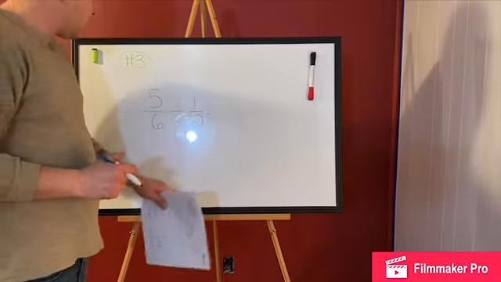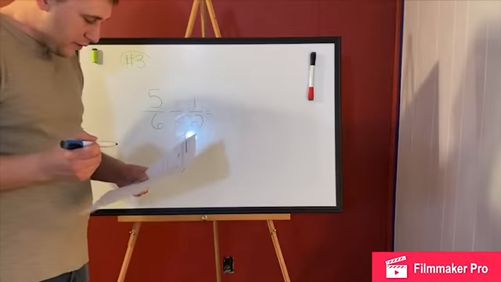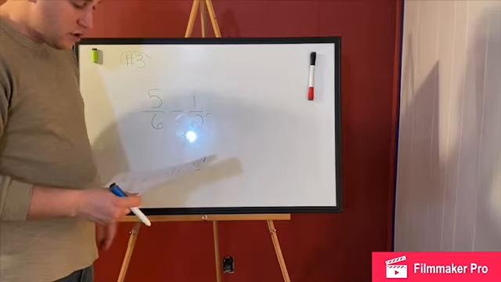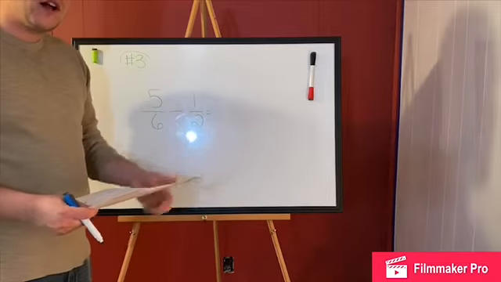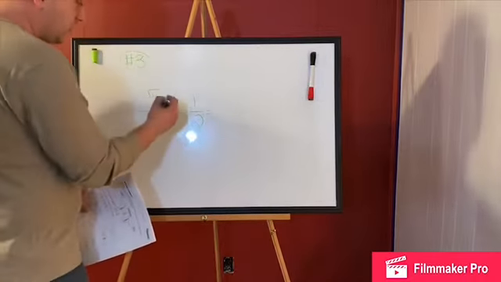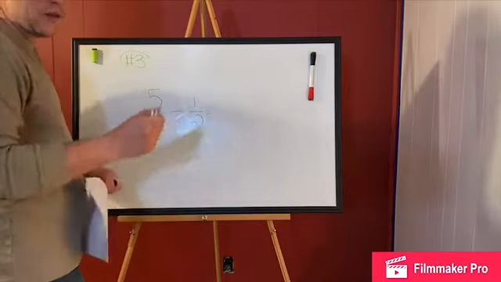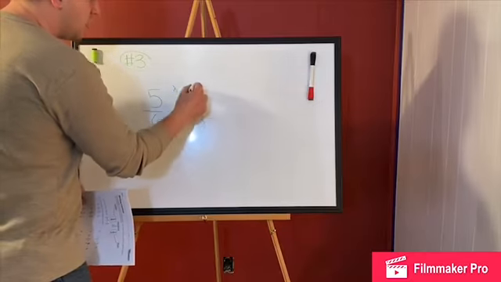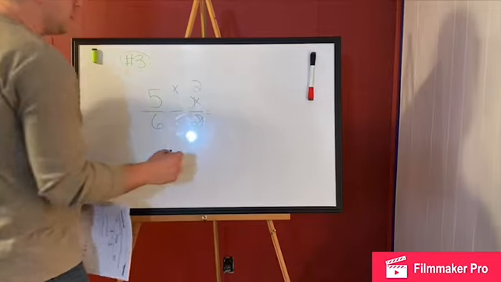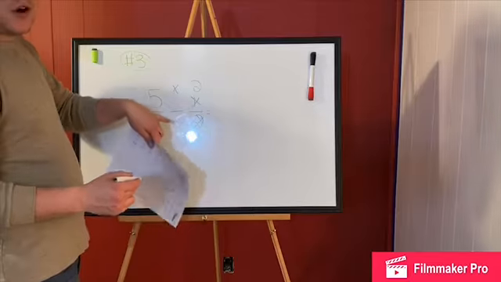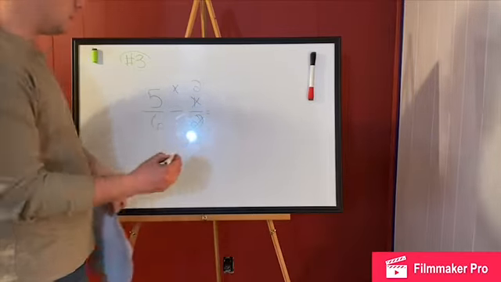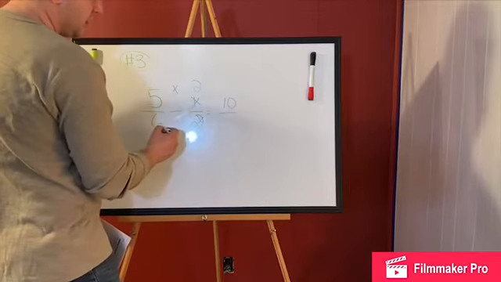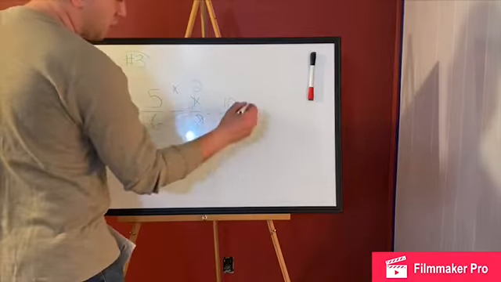Now let's look at number 3 here together. We have 5/6 divided by 1/2. So we're going to do exactly what we did on the last one. We're going to change this to a multiplication sign. Make this 2/1. So we're taking 5/6, multiplying it by 2/1 or 2. 5 times 2 gives us 10 over 6 times 1, which is 6.